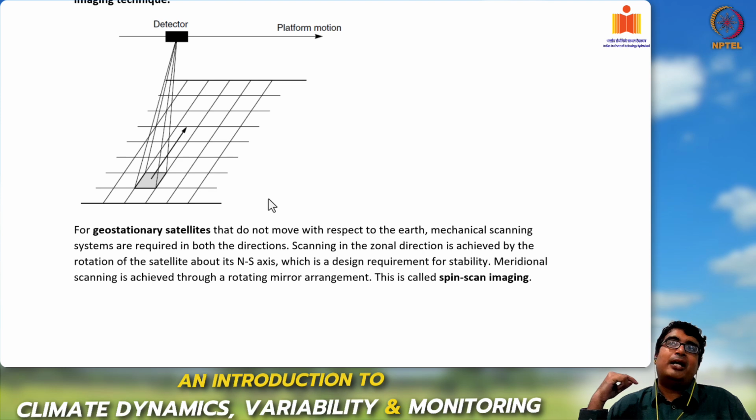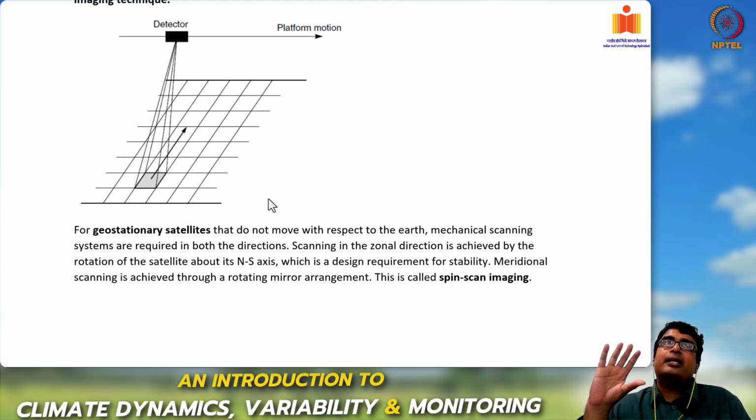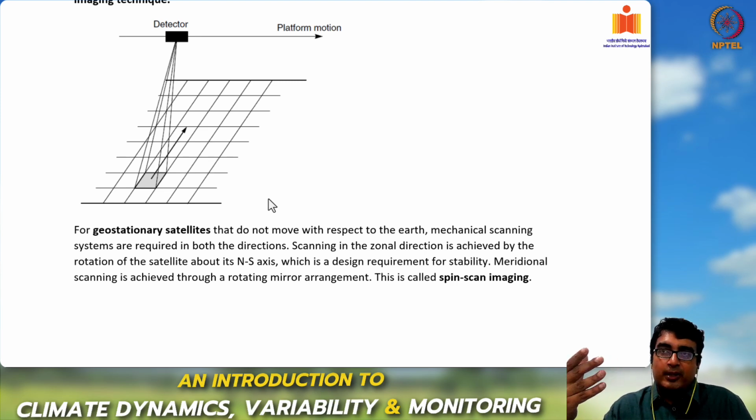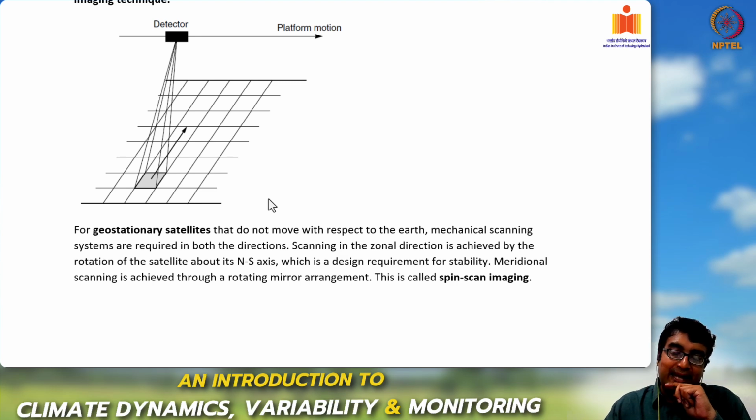In the north-south direction, again a set of mirrors is used that basically collects the electromagnetic optical information along the north-south or the meridional direction. This type of system is called the spin scan imaging: spinning of the satellite in the zonal direction and scanning through mirrors in the meridional direction. That is why it is called a spin scan imaging technique.